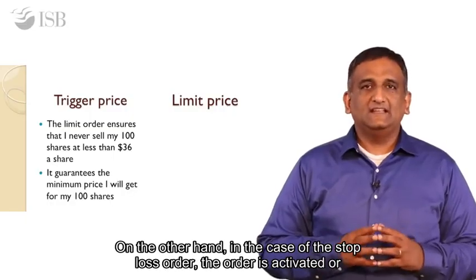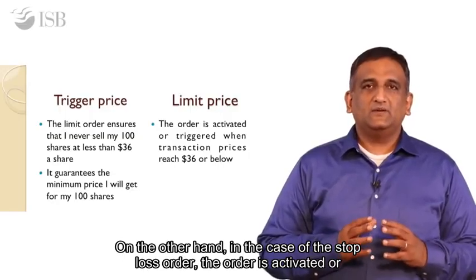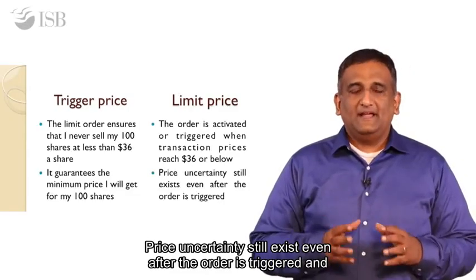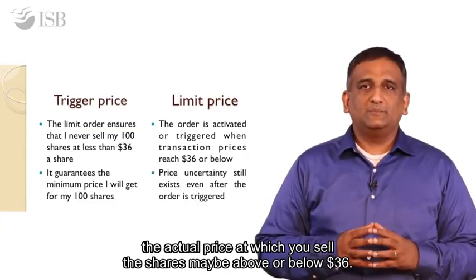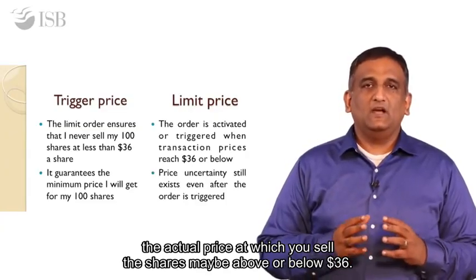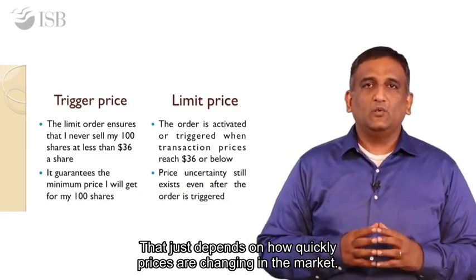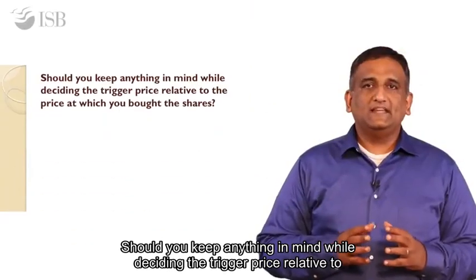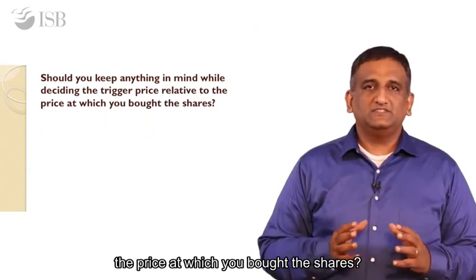On the other hand, in the case of the stop loss order, the order is activated or triggered when transaction prices reach $36 or below. Price uncertainty still exists even after the order is triggered, and the actual price at which you sell the shares may be above or below $36. That just depends on how quickly prices are changing in the market. Should you keep anything in mind while deciding the trigger price relative to the price at which you bought the shares?